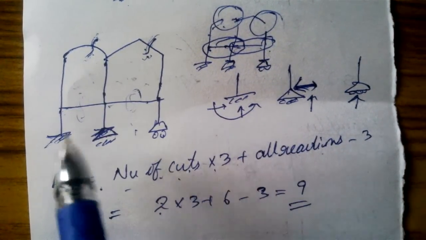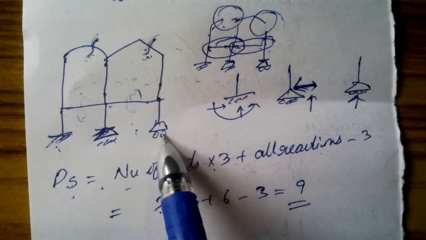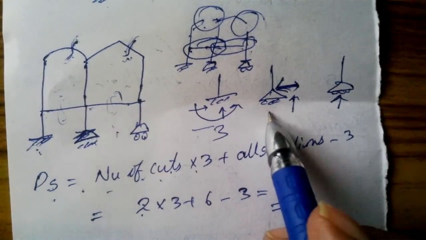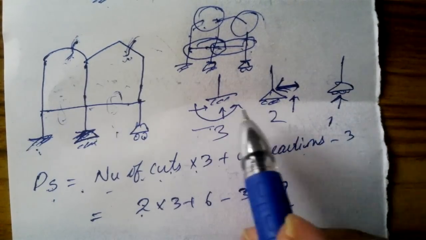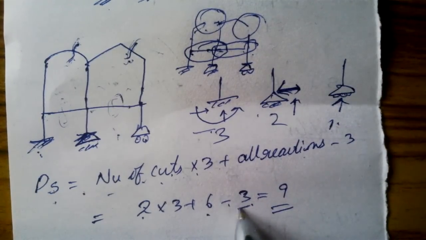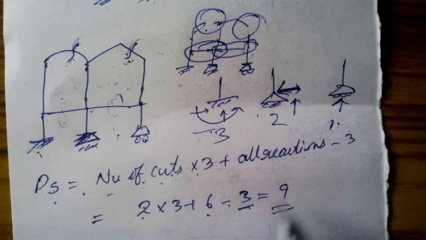plus all reactions. Here these are the fixed, pin and roller. Fixed has three reactions, pin has 2 and roller has 1. 3 plus 2 plus 1, 6. All reactions 6 minus 3 equilibrium conditions: sigma Fx equal to 0, sigma Fy equal to 0, and moment equal to 0. So the result is 9.